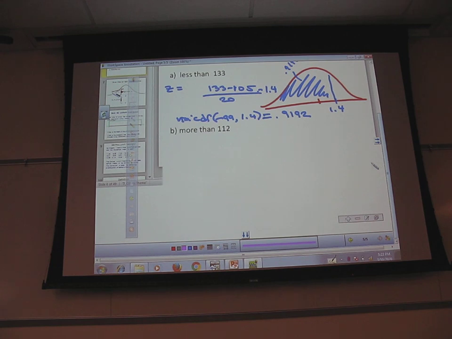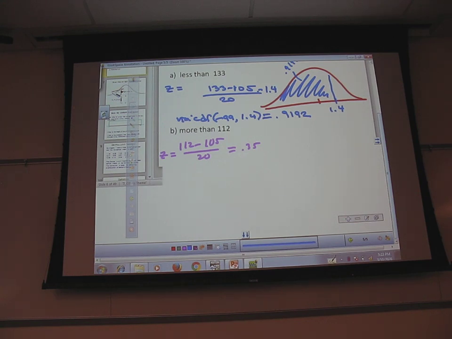So here, more than 112, I need to find the z-score for 112. So z for 112 is going to be 112 minus my mean. What's my mean? 105, divided by my standard deviation, 20. And what did you guys get for that? 0.35? Perfect.